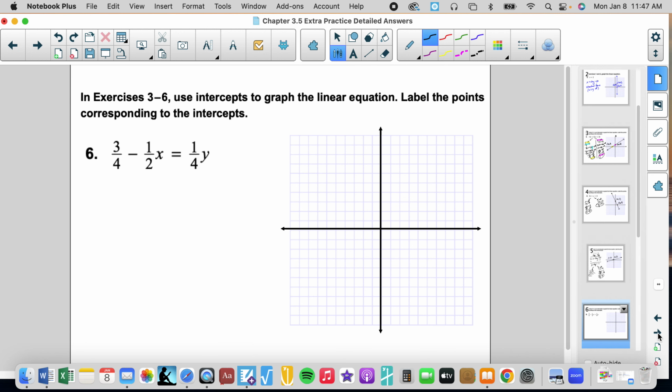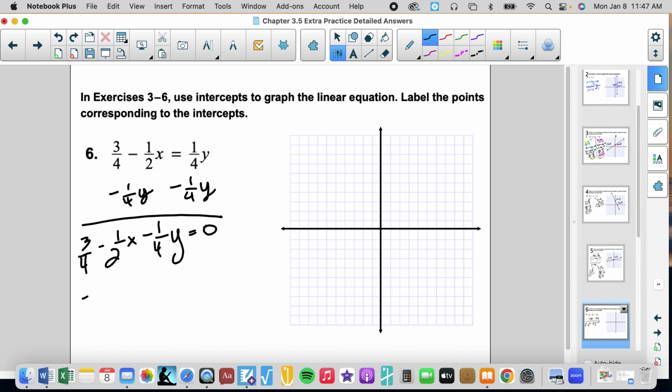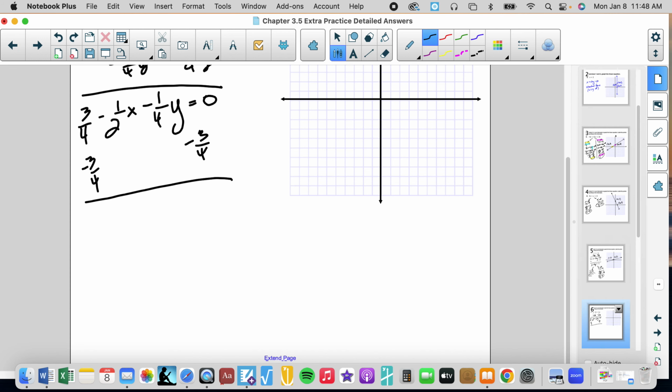Again, not in standard form. So we're going to subtract 1/4 y. That leaves me with 3/4 minus 1/2 x minus 1/4 y equals 0. Let's subtract 3/4 from both sides. And that leaves me with negative 1/2 x minus 1/4 y equals negative 3/4.